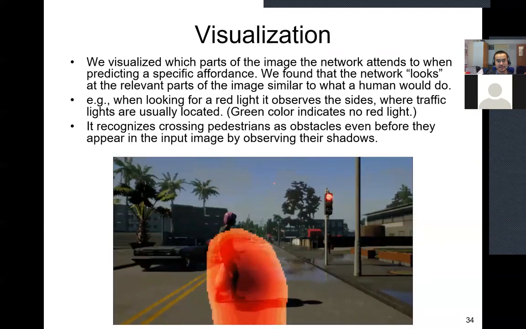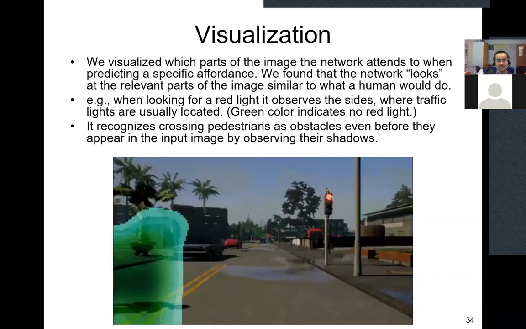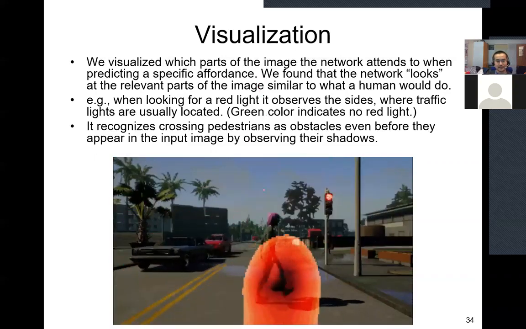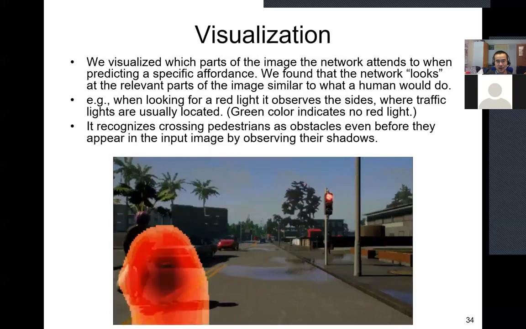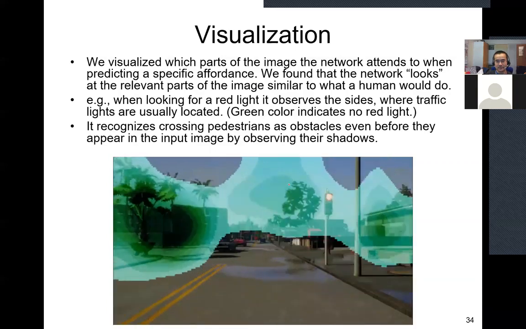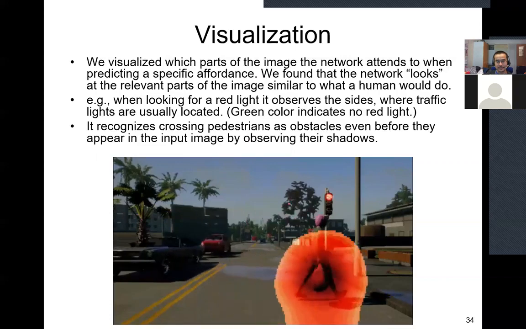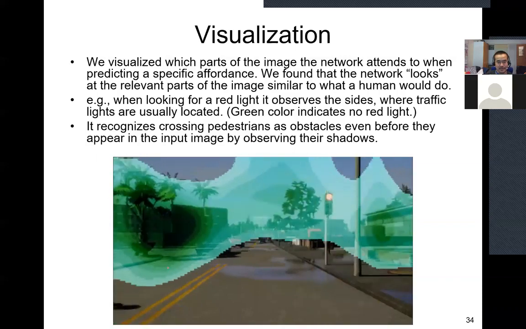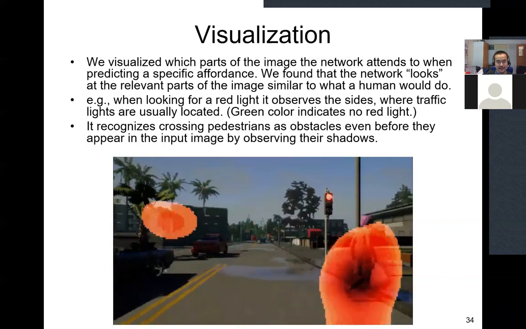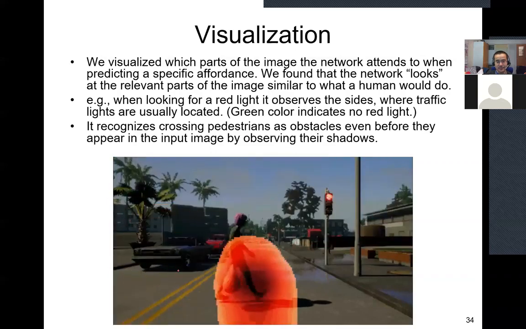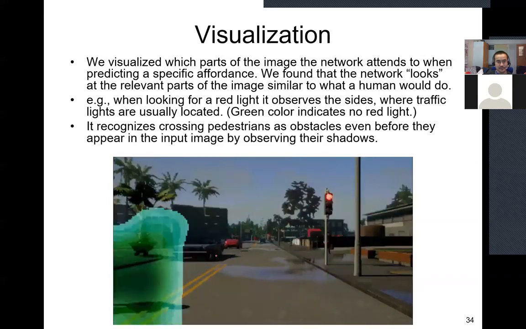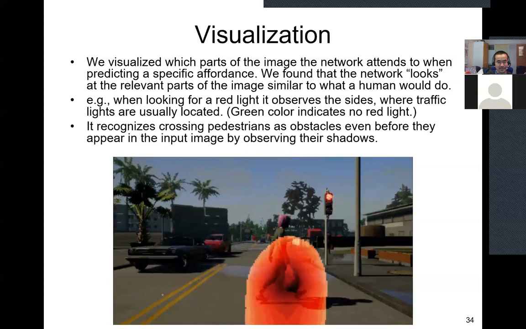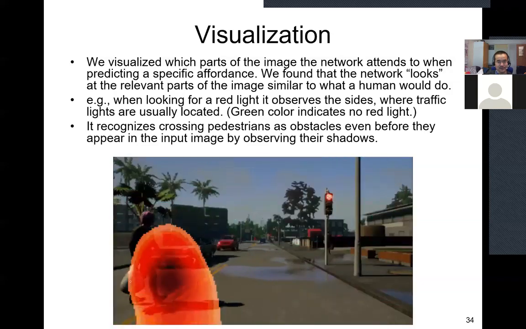So here's the visualization of which parts of the image the network attends to when predicting a specific affordance. First, you see the green parts. That's where it's looking for traffic lights. And the red is when it notices a pedestrian crossing. Then the hazard stop is true. So you can see that it's actually seeing the pedestrian as soon as the shadow appears, not even the person itself.